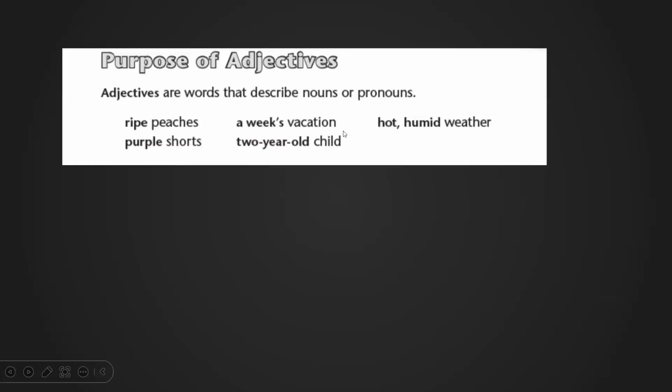Vacation is a noun. A week's vacation, so week, in this case, is a noun, but because it's modifying how long the vacation is, it becomes an adjective. Two is the number two, year, old. All of these words are modifying the child, okay? They're describing the noun. So all of them become adjectives.